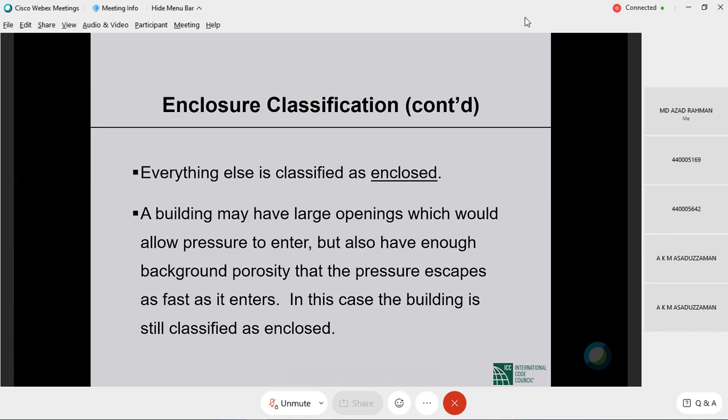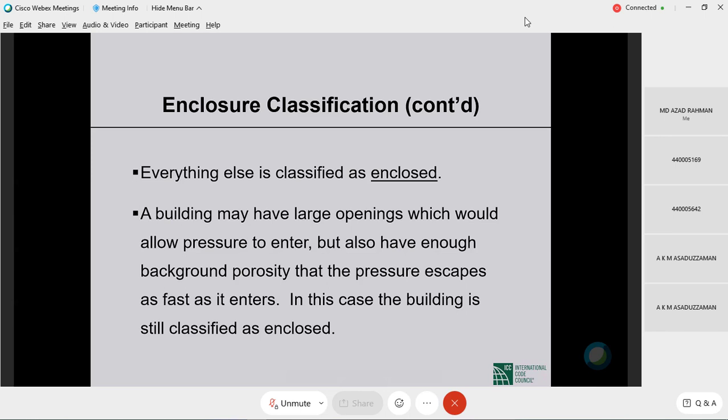Okay, so let me start again at a different place. A partially enclosed building is a building that has windward openings, it has suction openings, but windward openings predominate so that more wind gets in than can get out. So we have positive internal pressure buildup. If a building is not partially enclosed by this definition, that building has to be either open or enclosed. Open means 80% of each face basically open.